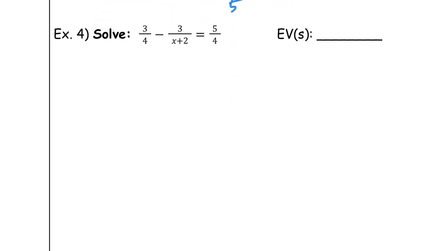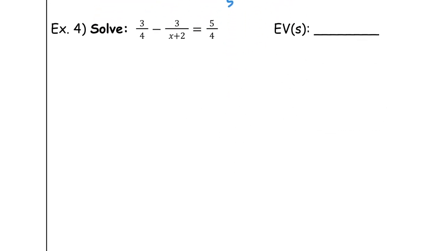Okay. Here we go. Another one. Excluded values. Let's start there. No, because there's no x over there with a 4. 0. Nope, there's no x by itself. It's just negative 2. So now we're going to multiply by 4x plus 2. And that's going to knock out all of our bottoms.